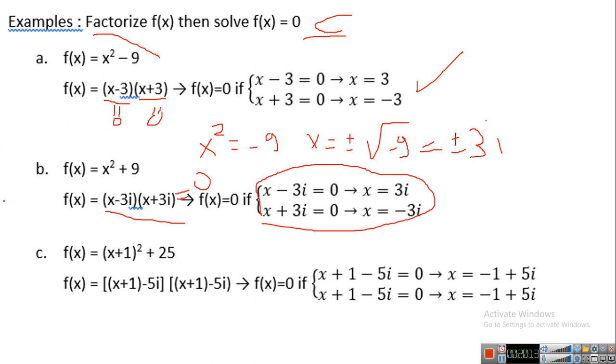Here also the same story, it is of the form a squared plus b squared. So it's a minus ib into a plus ib. So the answer here will be: either x plus 1 minus 5i is 0 or x plus 1 plus 5i is 0. So x will be minus 1 plus 5i or x equals minus 1 minus 5i. So all are the same.